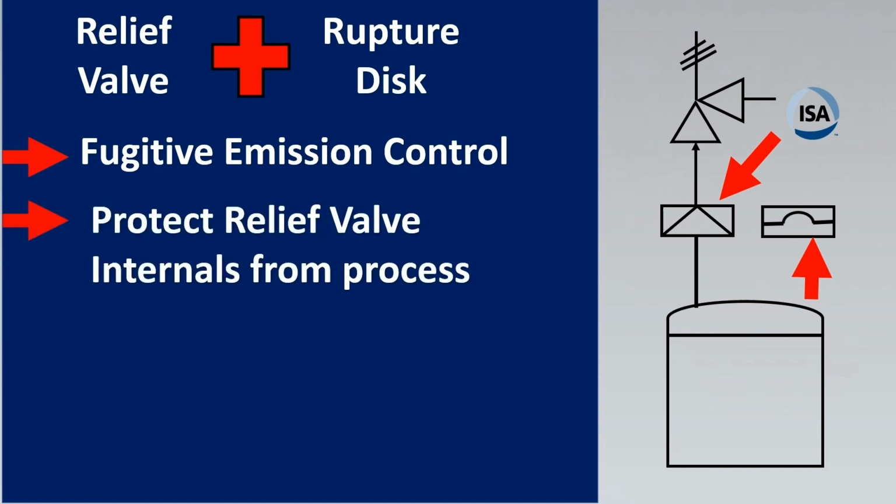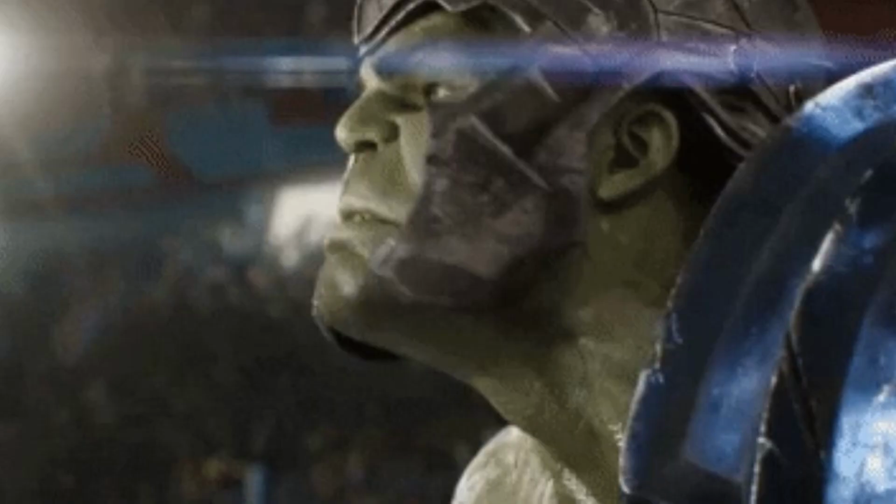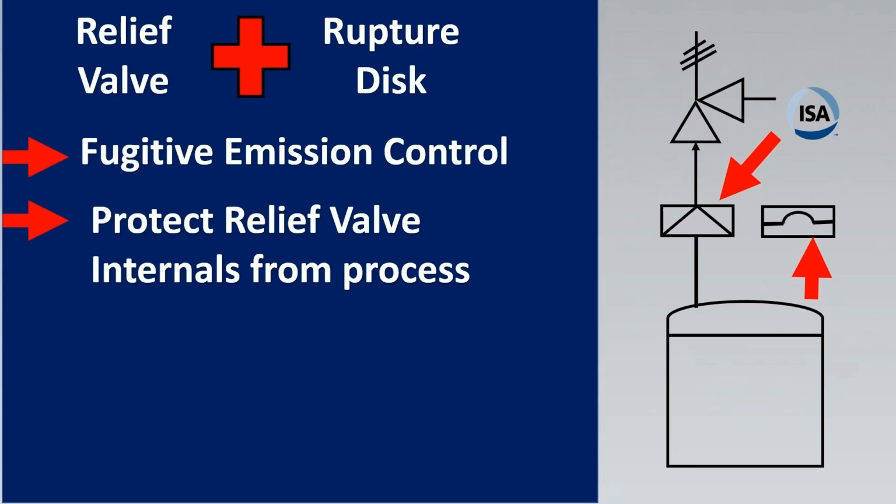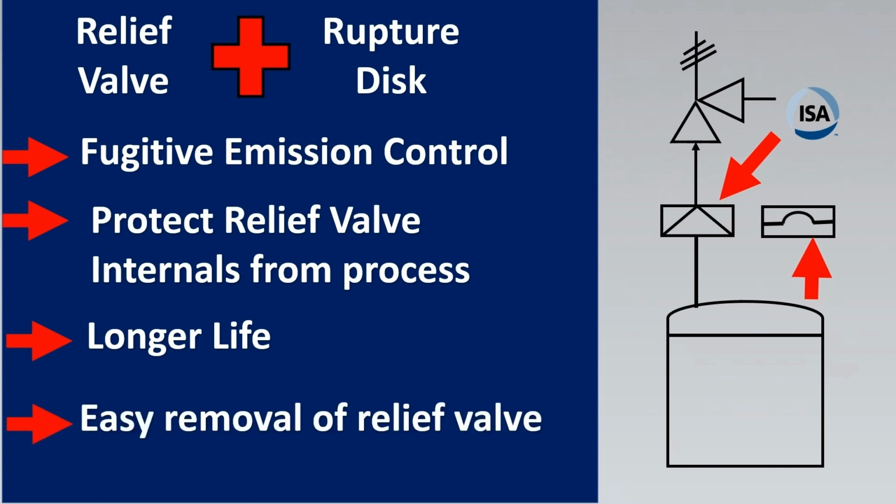The second thing is, it protects the relief valve internals from process. So imagine if the process is acidic or something which is very corrosive, because the rupture disc is in between, it is going to act as a barrier and the internals of the relief valve will be protected. So it's a logical conclusion that it will have a longer life as compared to your normal relief valve assembly. And finally, another important thing to know is easy isolation of relief valve. So for example, if your relief valve has to be removed, because the rupture disc is going to act as a barrier in between, it is going to be easier to isolate and maintain the relief valve procedures.